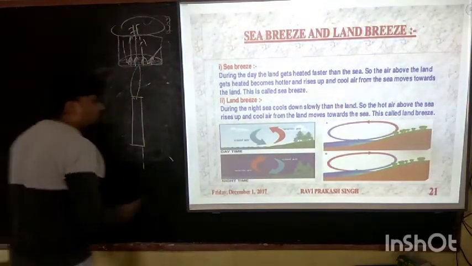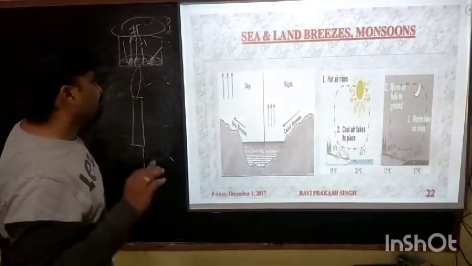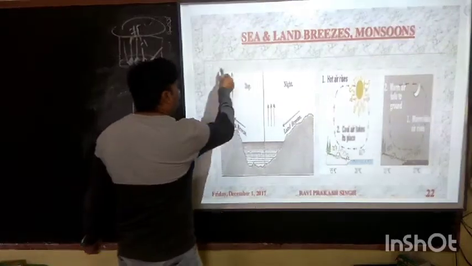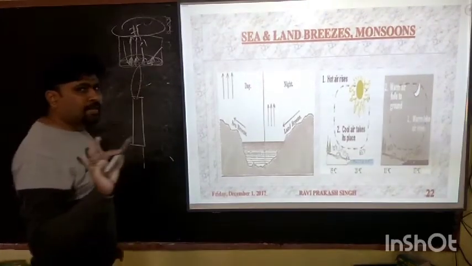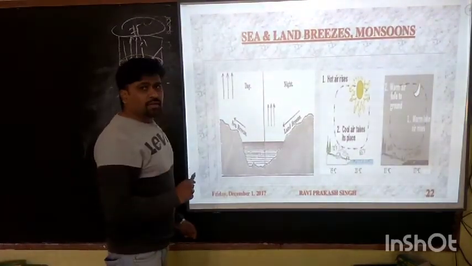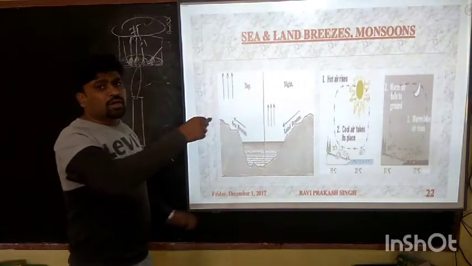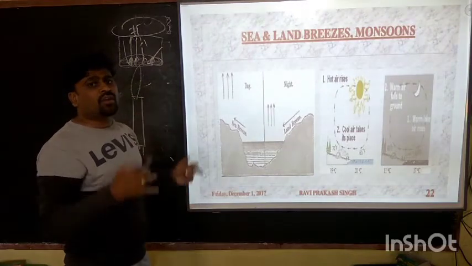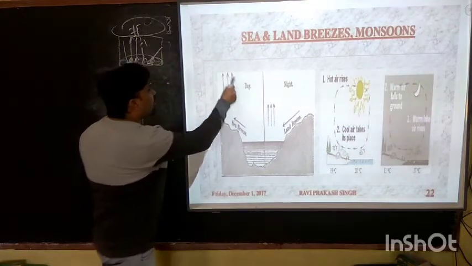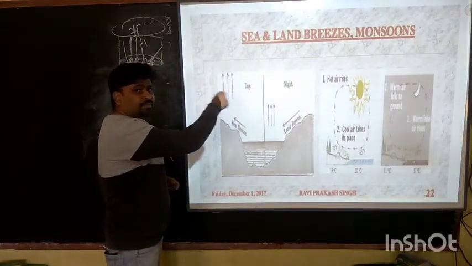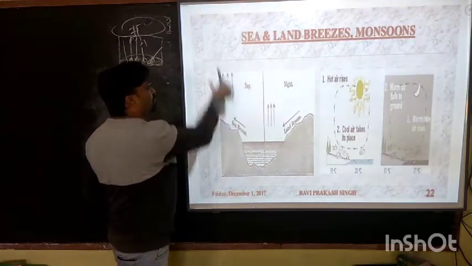Now observe here. I will show another picture so you can easily understand what a sea breeze is. Now observe this figure. This is the land. In the daytime, you already know that the sun gives an enormous amount of heat and light. The air here gets heated and becomes hot. After heating, it rises up.